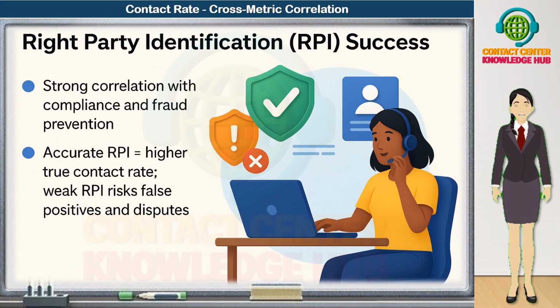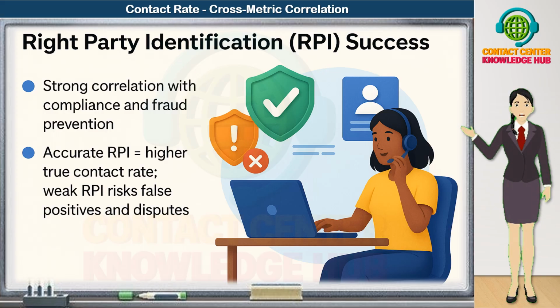Next, let's examine the relationship between contact rate and right party identification success, or RPI. RPI sits at the intersection of compliance, accuracy, and fraud prevention. It ensures that every verified contact is indeed the intended customer, protecting the organization and the customer's personal data. A strong RPI process leads to a higher true contact rate because it confirms that the connections you're recording are legitimate, secure, and compliant.